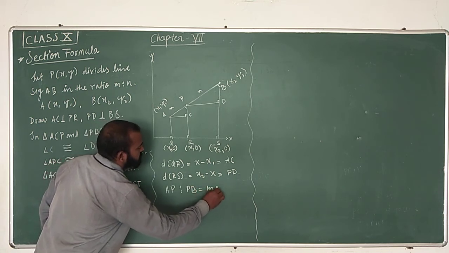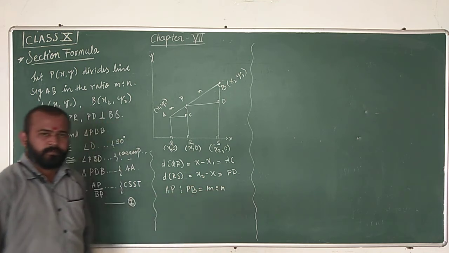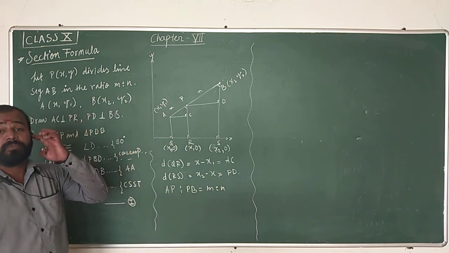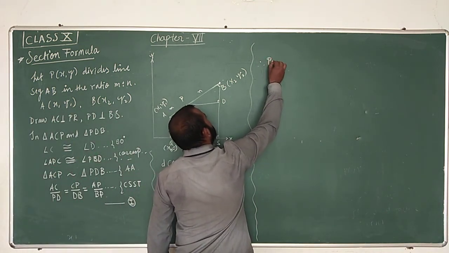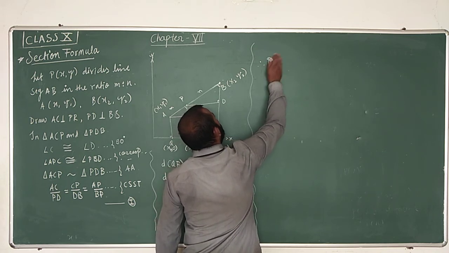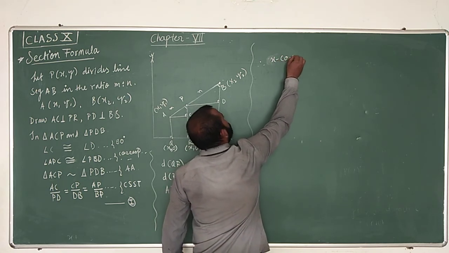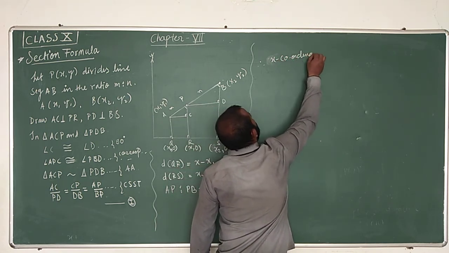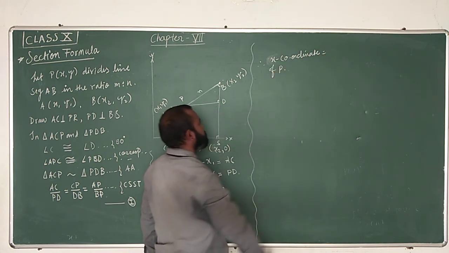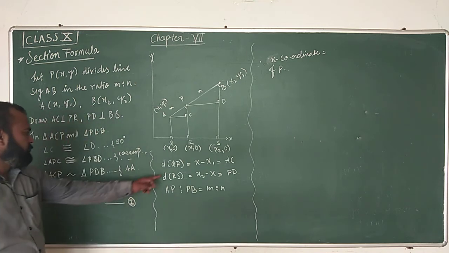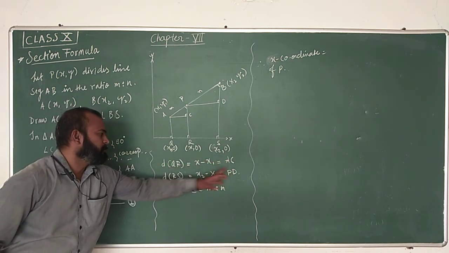equals m is to n, means instead of AP and PB we can write m is to n. So we go for the first x coordinate. Therefore for P we will find both x and y coordinates, but first we will find the x coordinate. If we want the x coordinate, we will see what the x coordinate of P is.